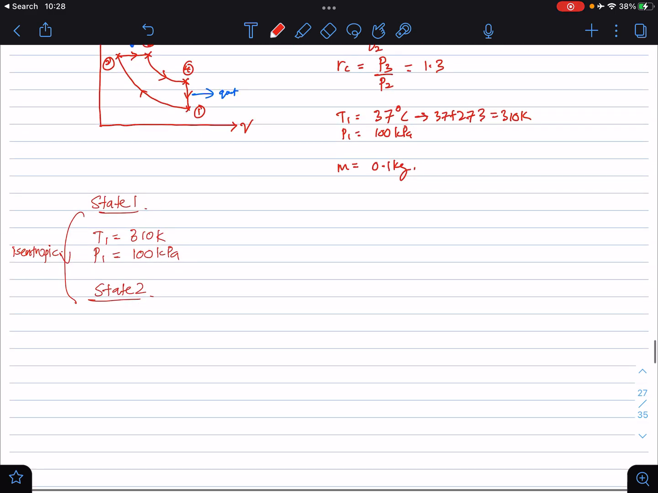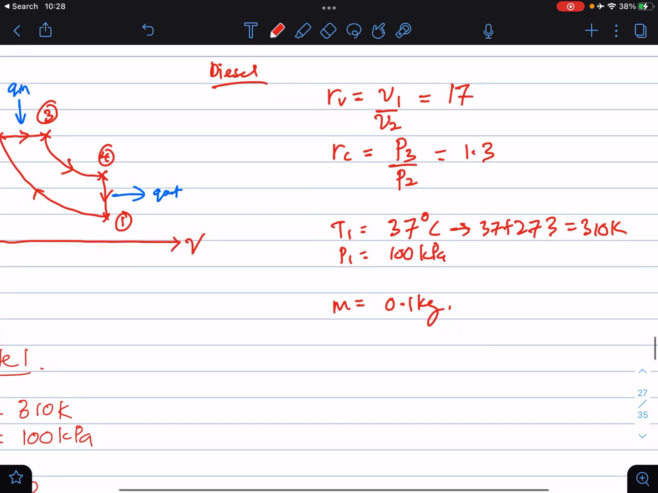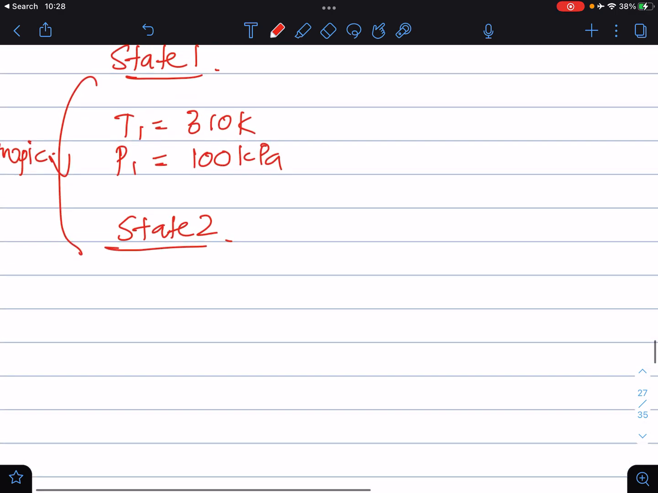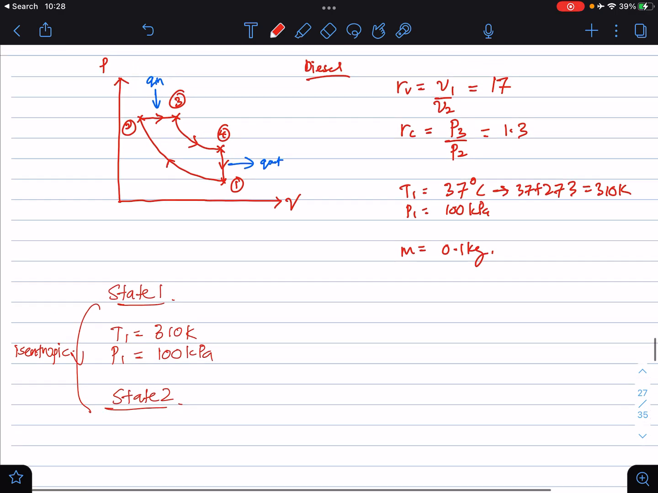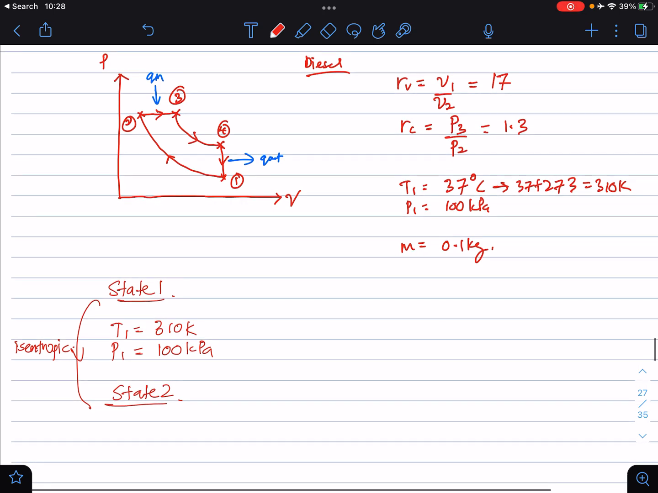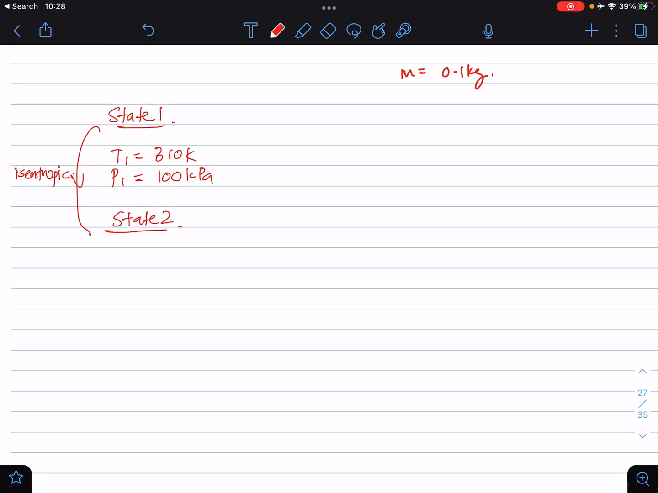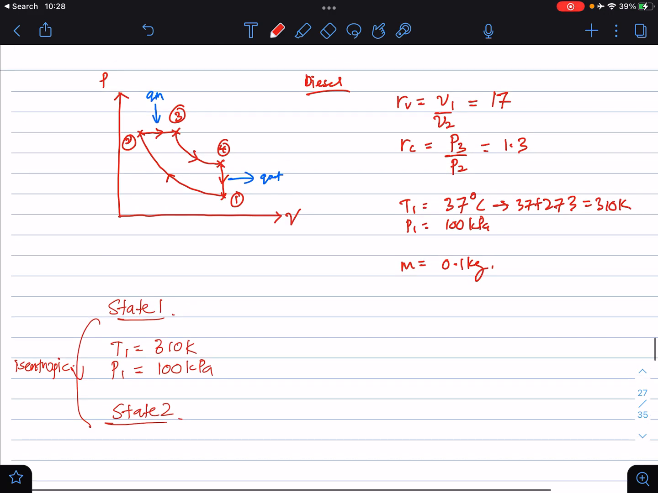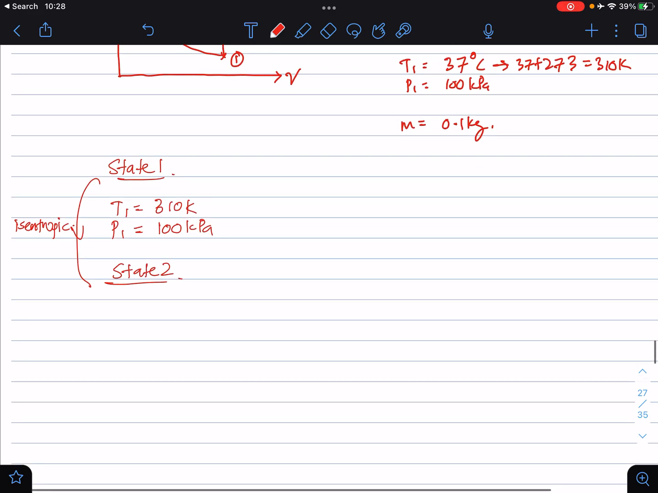There's no T2 or P2, but we have the V1 over V2 here, so we can use this information to get the properties at state 2. In order to use this V1 over V2, we can use the isentropic equation.